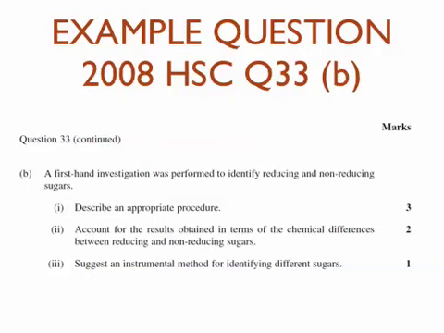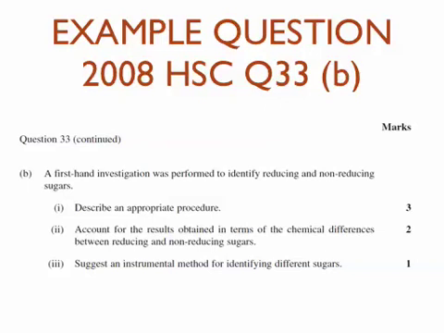Here's an example of a question involving reducing sugars from the 2008 HSC paper. It's question 33B, and you'll see that there's 6 marks allocated to this question. A first-hand investigation was performed to identify reducing and non-reducing sugars. 3 marks to describe an appropriate procedure. You've not only done the procedure in class, but you now have some slides to back up your procedure. 3 marks just to describe a procedure.